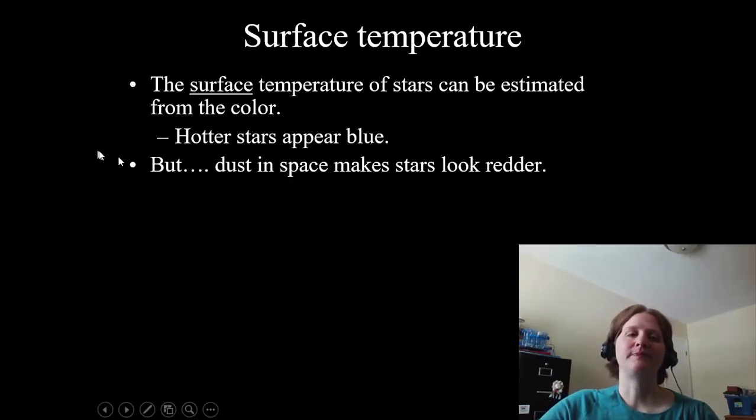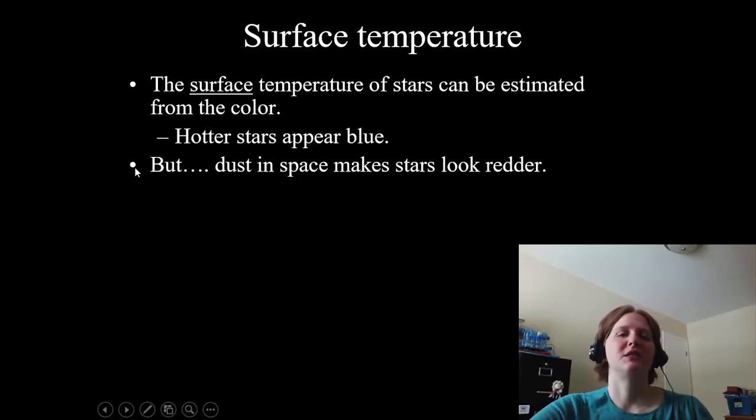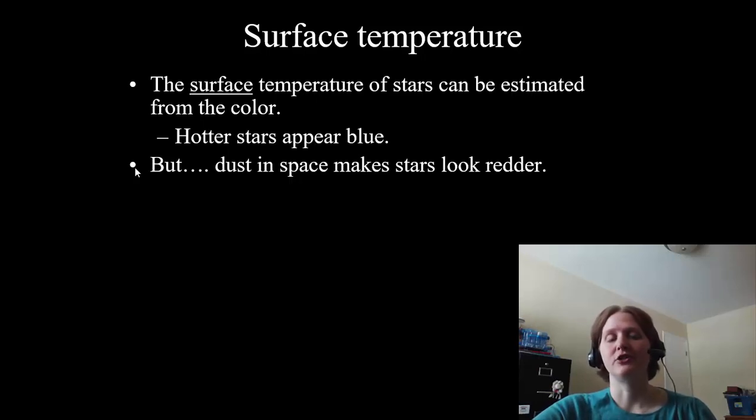Slight problem. Space is not perfectly empty. There's little bits of gas and dust out in space. And so, let's say there's a yellow star. That light will travel through the dust, and the dust will absorb a little bit of the blue light, making that star look red when it should have looked yellow. So this actually isn't going to be good enough for us.